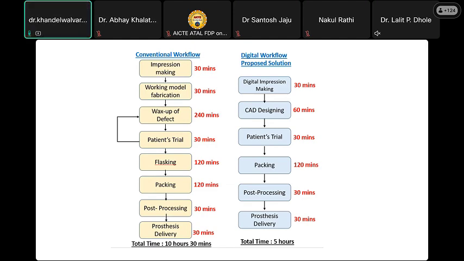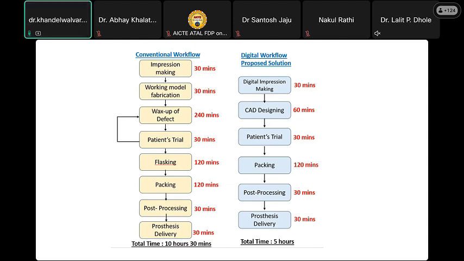Then the scanned area can be sent to a centralized lab, processed, and then the final process can be delivered to the patient. So this is the value which we want to give to such patients.